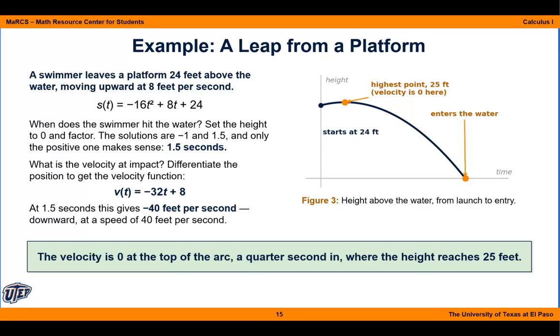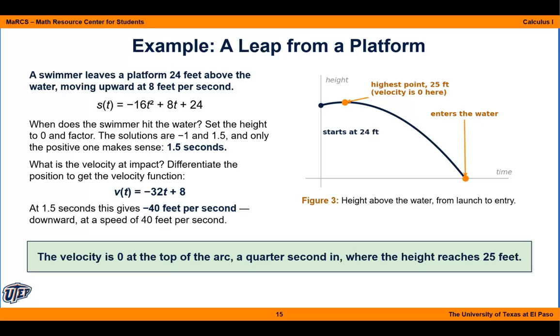Let's look at an example. A swimmer leaves a platform 24 feet above the water with an upward velocity of 8 feet per second. The position function is s of t is equal to negative 16t squared plus 8t plus 24. To find when the swimmer reaches the water, set s of t equal to 0. Factoring gives the solutions t equals negative 1 and t equals 1.5. Negative time is not relevant here, so the swimmer enters the water after 1.5 seconds.